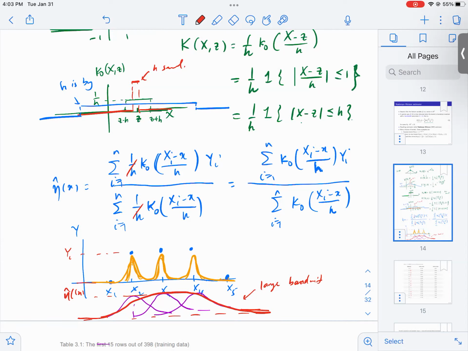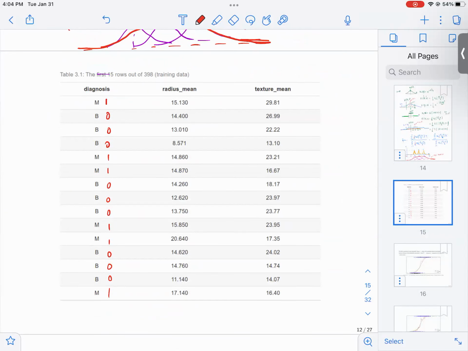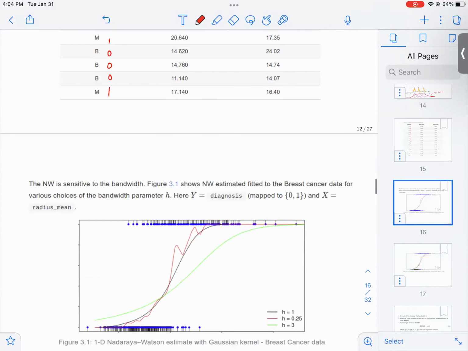So h is called the bandwidth. If it's large, I'm extending the bandwidth of this. If it's small, it's going to be more peaked, but because I'm normalizing it, it doesn't matter. So you get this estimator, which if I apply, let's say with the Gaussian kernel, to this data, which is just a single variable here, I would get a plot like this.